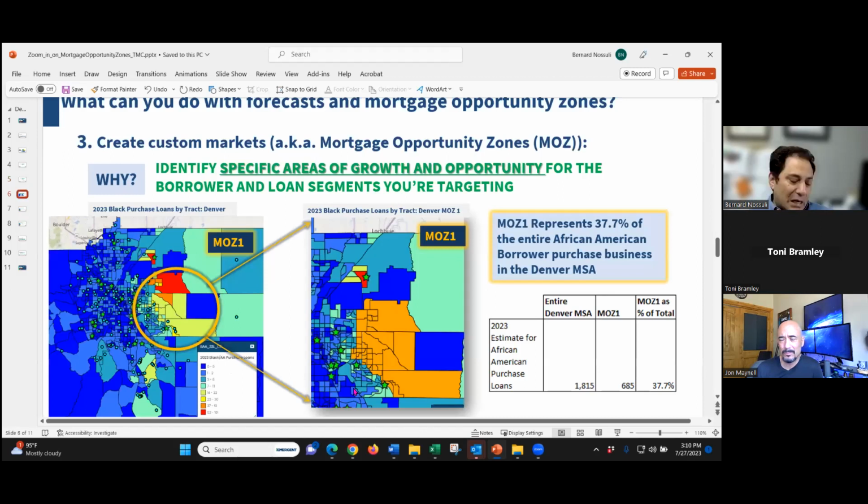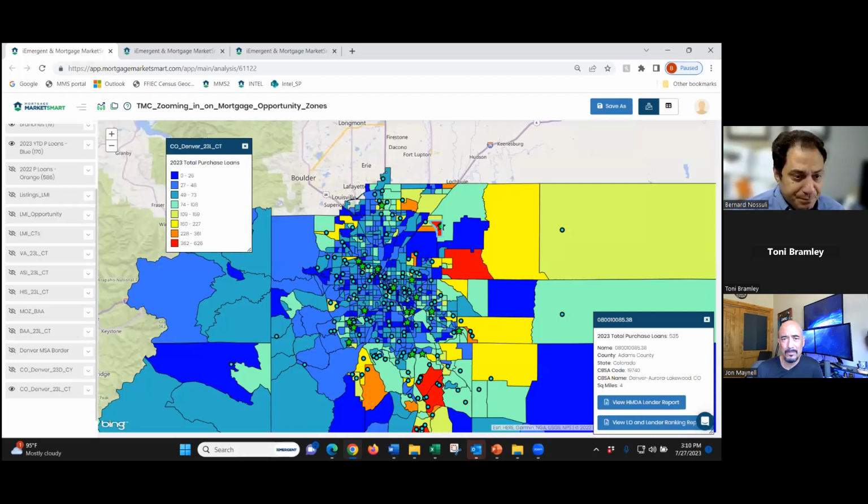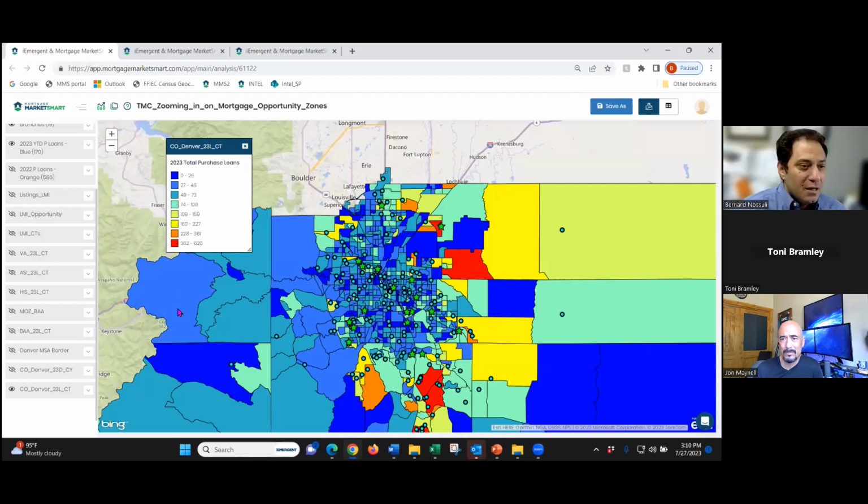So next is creating custom markets. So I'm going to come back to this slide, but here I want to show you, we're back in the tool, and I want to show you how, if I clear the originations, so I'm just hiding them. And again, we have our legend for where the opportunity is in Denver, right? But what happens if I change this, because this is the opportunity for all borrowers, if I change this to opportunity for a specific segment of the market. So in this case, we're going to say, all right, well, this is the opportunity for all borrowers, but what is the opportunity for African American borrowers? And it looks like this.